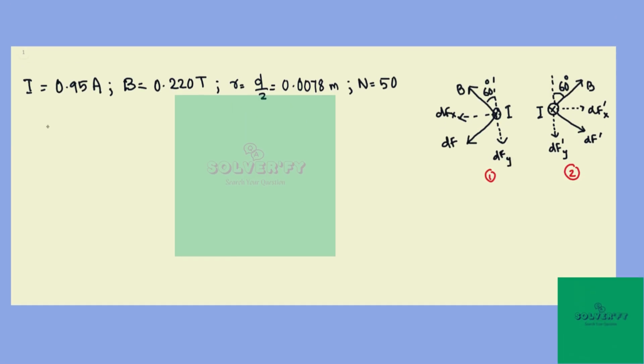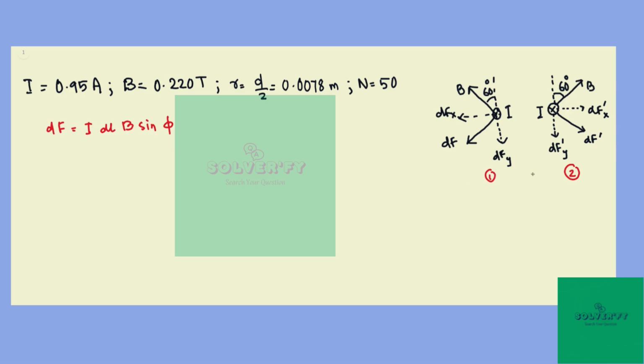So we are going to use dF equal to I times dl times B sin phi to calculate the force on a short segment of the coil, and then we are going to integrate over the entire coil to find the total force. Now let's take a look at these two figures.